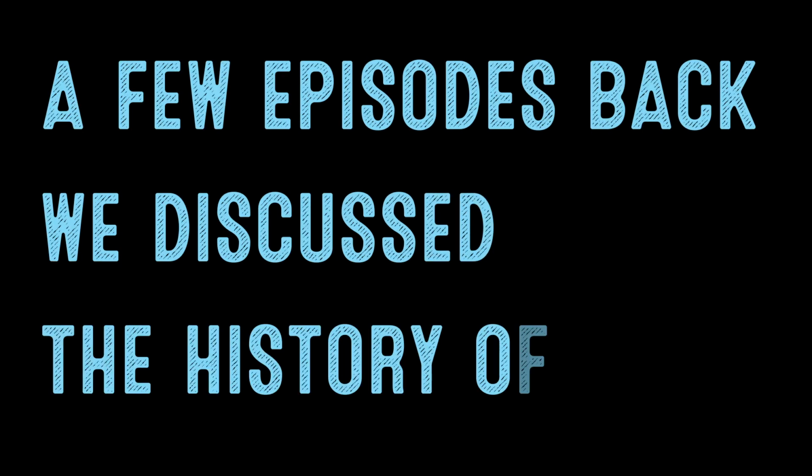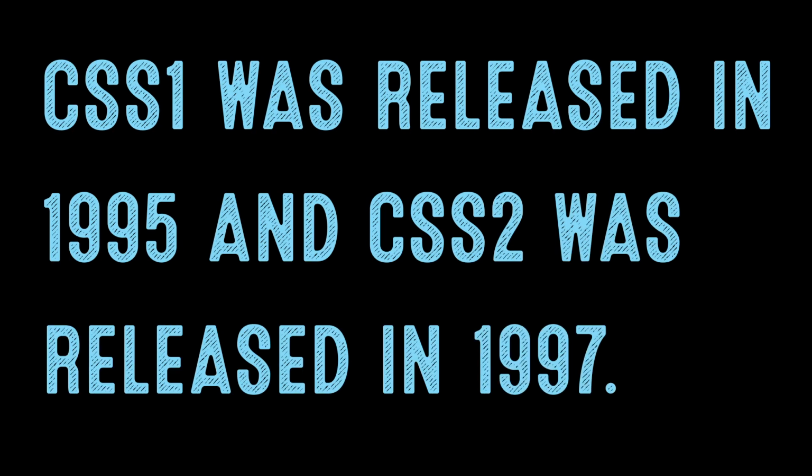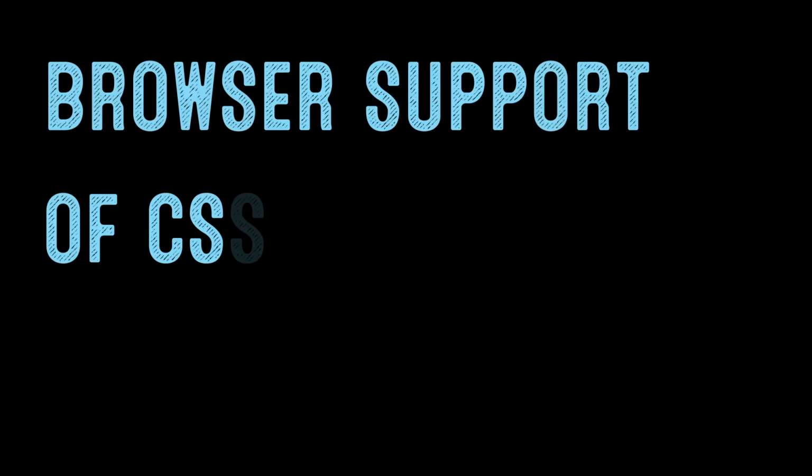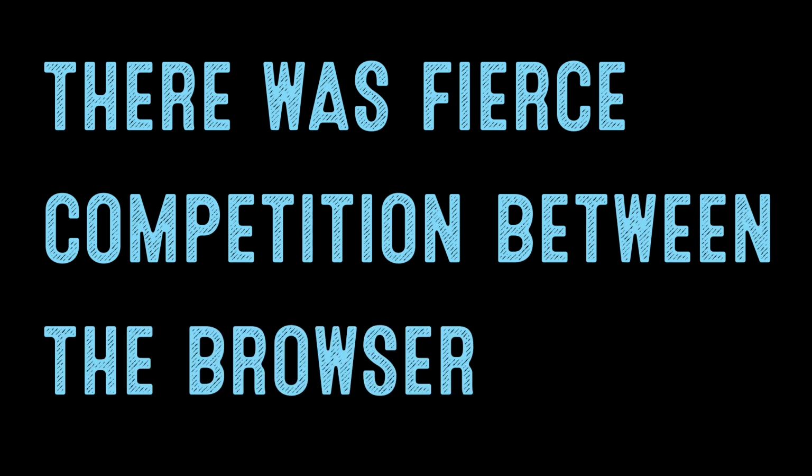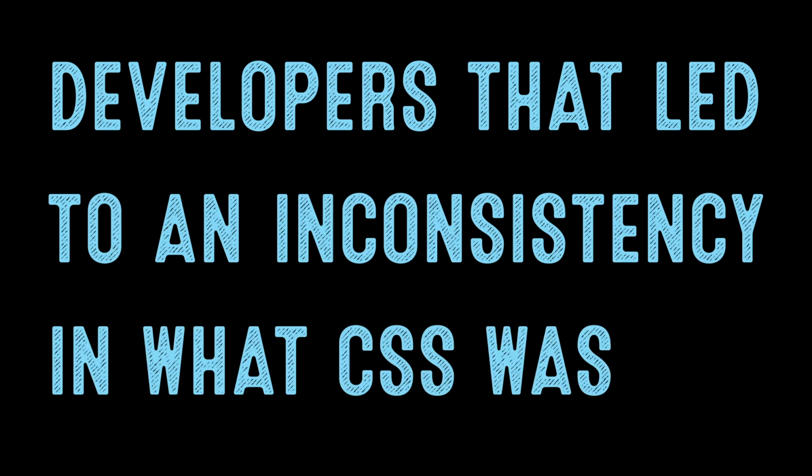The Daily Code Snippet. A few episodes back, we discussed the history of CSS. CSS 1 was released in 1995, and CSS 2 was released in 1997. Browser support of CSS drove development, and there was fierce competition between the browser developers that led to an inconsistency in what CSS was supported.